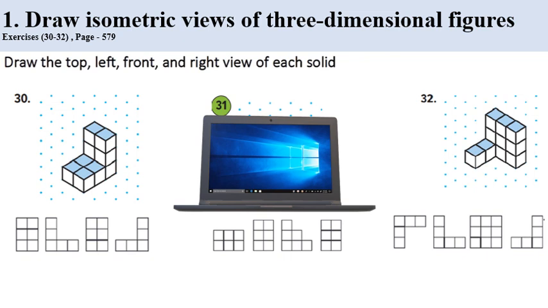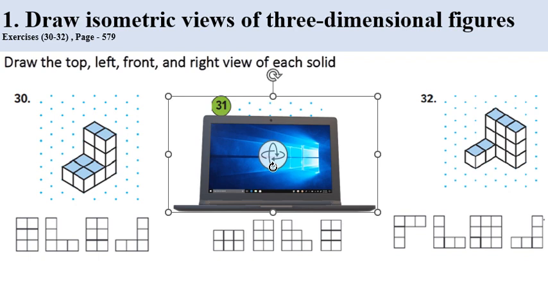Draw isometric views of 3D figures, end of term part 1. Now in this one, first we have to draw the top, left, front and right view of each solid. So I have a figure here, this is your laptop. So what is the front? I can see from the straight, this is the front, right?